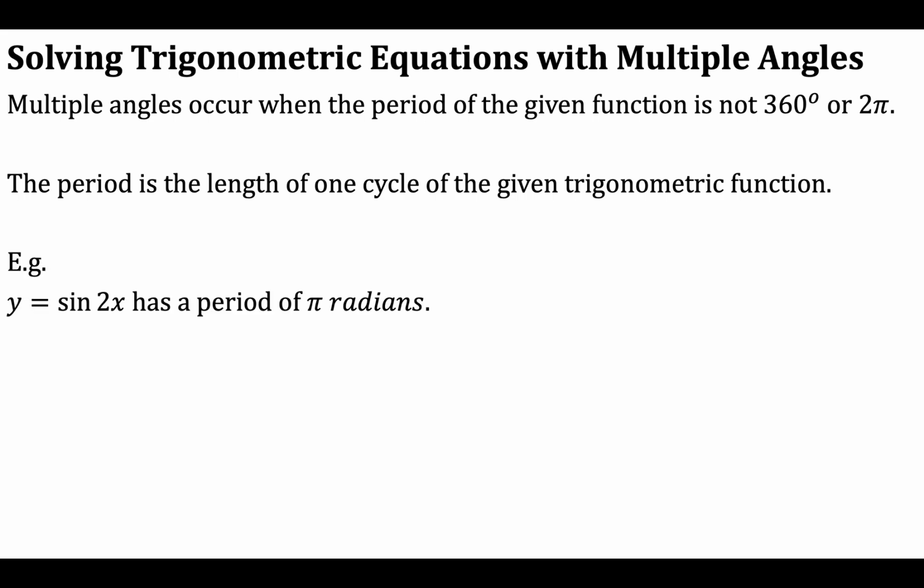So for example, if we look at y equals sine 2x, that has a period of pi radians. Okay, so that's 2 pi divided by the 2 here. Now obviously if we were working in degrees for y equals sine 2x, that would have a period of 180 degrees, so 360 over 2. If we had y equals cos 4x, that has a period of 90 degrees, because it's 360 divided by 4. And likewise, if we were working in radians there, that would have a period of pi over 2, which is the equivalent of 90 degrees.